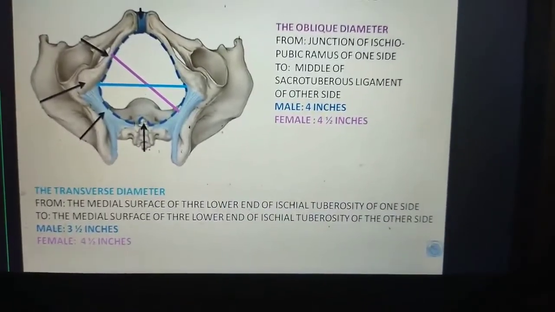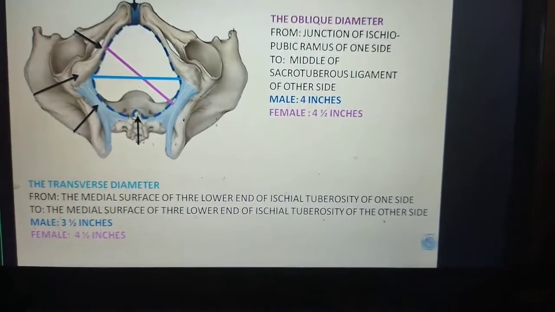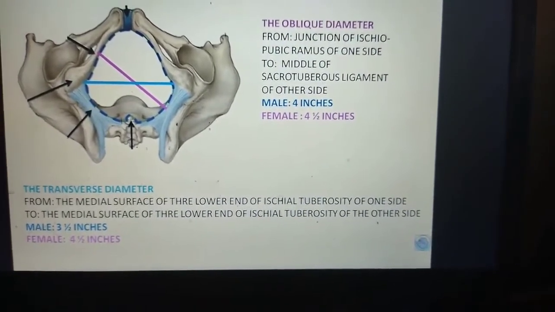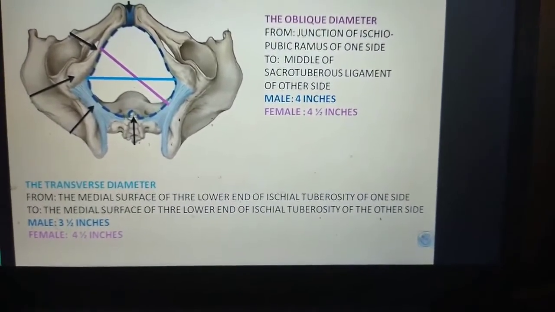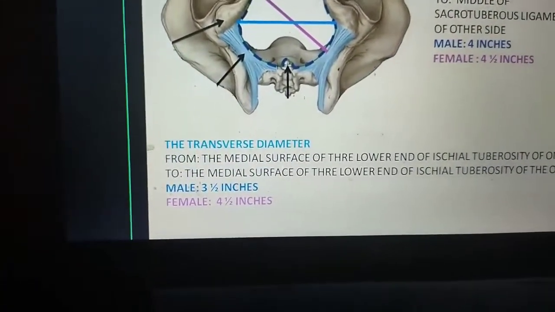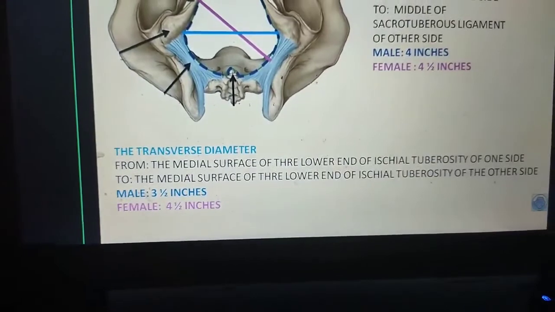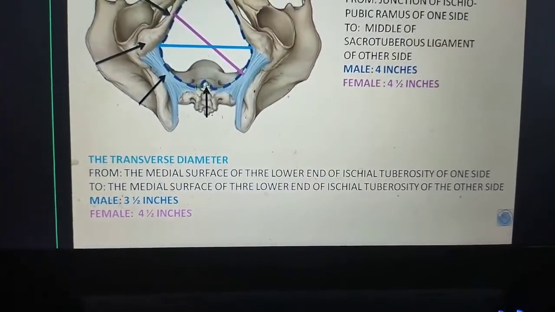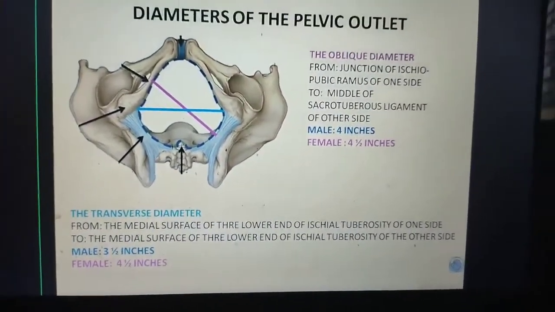This is the transverse diameter, from the medial surface of the lower end of the ischial tuberosity of one side to the other, and it is 3.5 inches in males and 4.5 inches in females, a difference of about 1 inch.